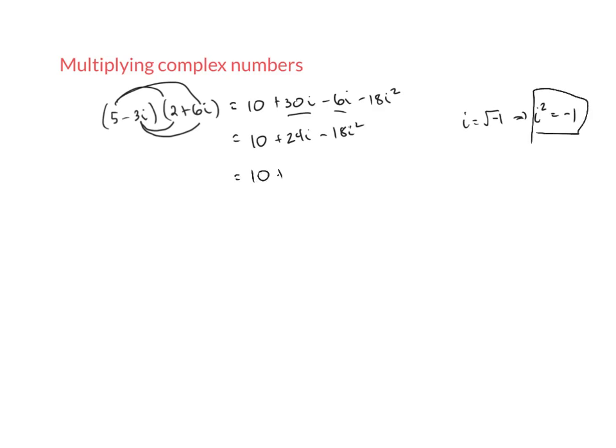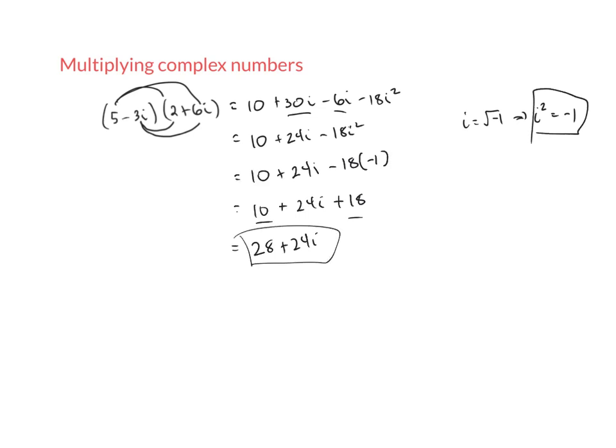So now I've got 10 plus 24i minus 18 times negative 1. So negative 18 times negative 1 is positive 18. And now I can combine these two. And this is now going to look like one of those complex numbers that has a real part, the 28, and the imaginary part, 24i.